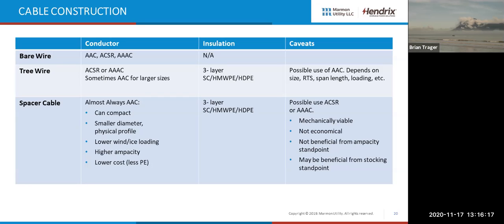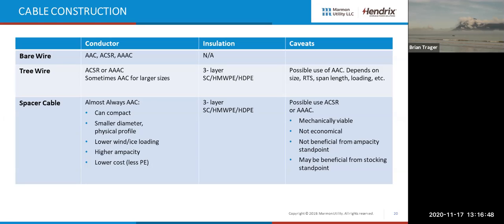A couple of caveats is, well, with tree wire, we have 1 or 2 clients that possibly use all aluminum conductor. It depends on the size, rated tensile strength, span length, loading, and all that good stuff. That's obviously going to be for a heavy conductor, 336, 477 or higher. Whereas spacer cable, where we always use double AC, we have a couple of customers that use ACSR for spacer cable as well. And sure, it's mechanically viable.